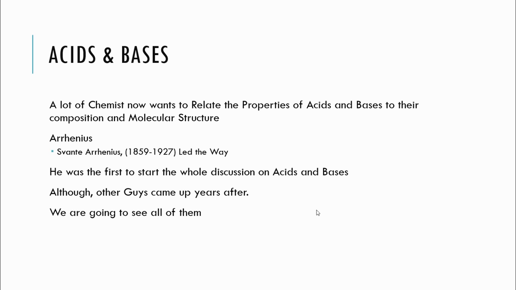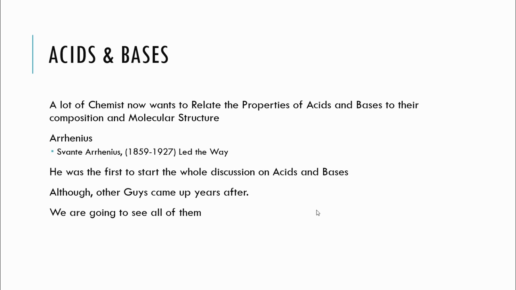Add its story there for you to always remember how everything went. So a lot of chemists now want to relate the properties of acids and bases to their composition and molecular structure. So Arrhenius, Svante Arrhenius, 1859 to 1927. Not the name, not the year. He led the way, was the first person to actually give us something about acids and bases, and that's actually because of the inception of electricity.